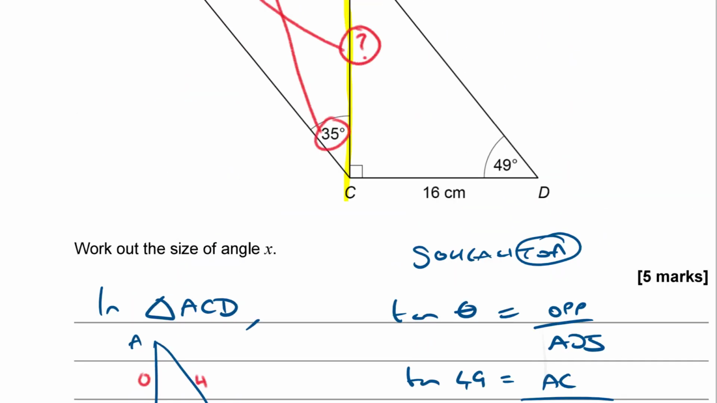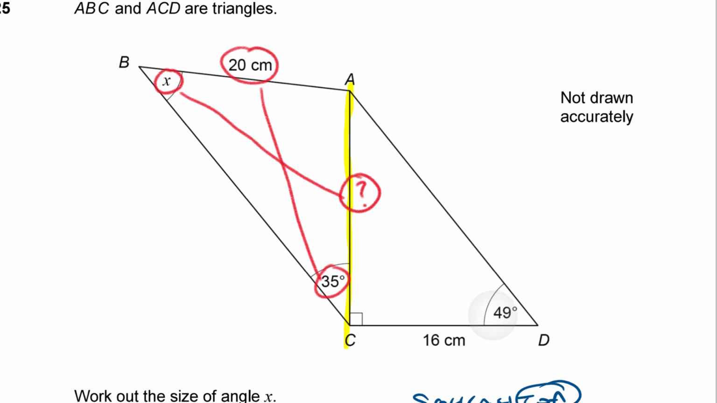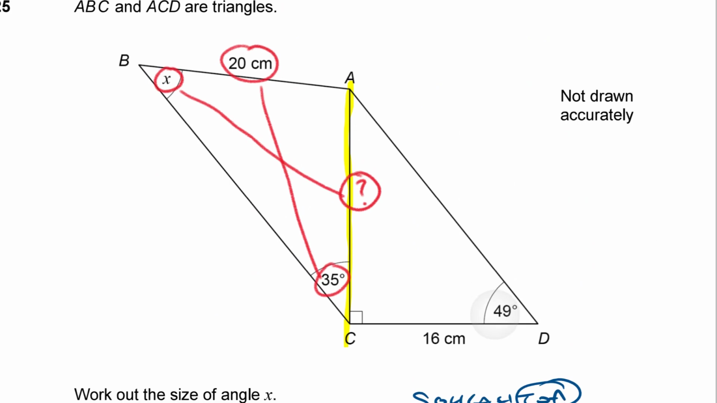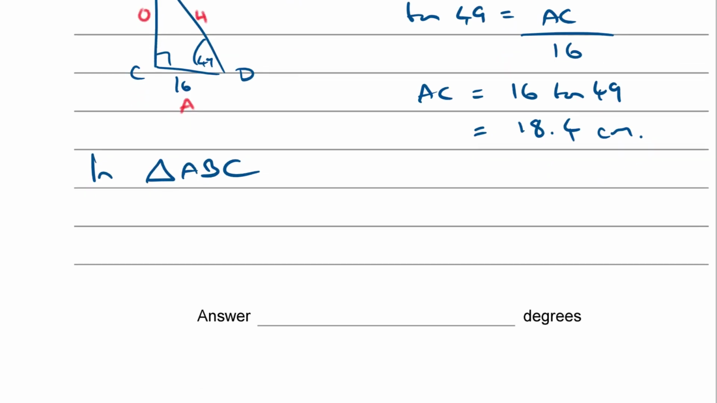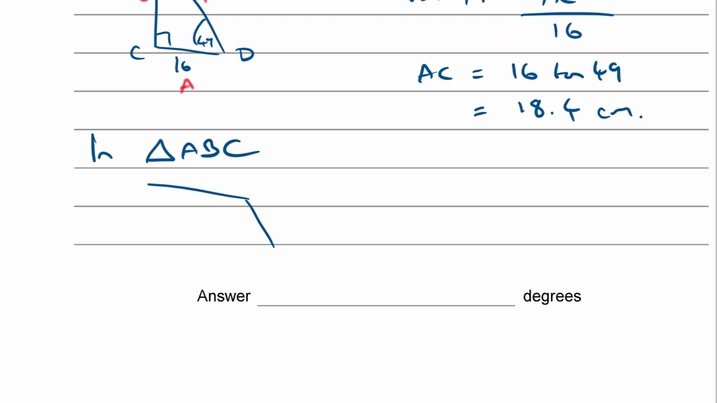Now I know AC, I can go on to use the sine rule in triangle ABC, can't I? So I'm going to switch now to triangle ABC. Let's quickly sketch that out as well. So I've got my triangle, and it looks a bit like this.